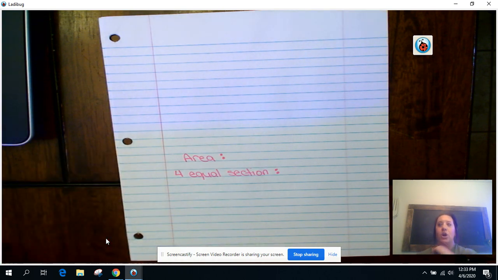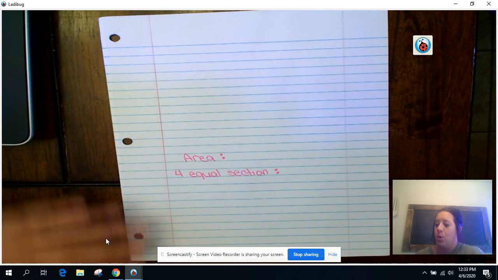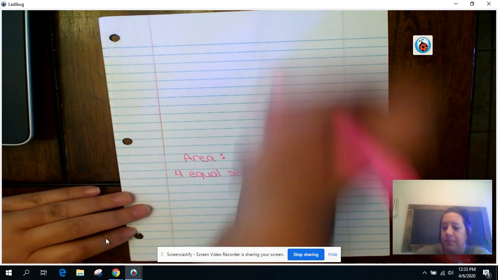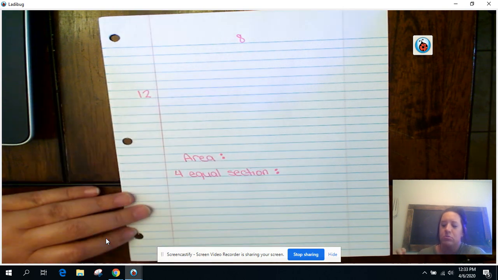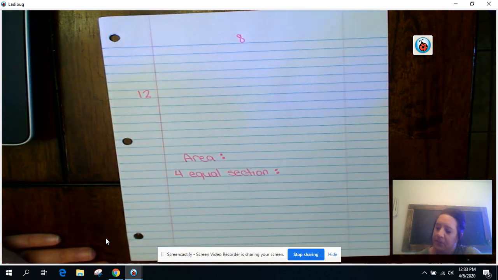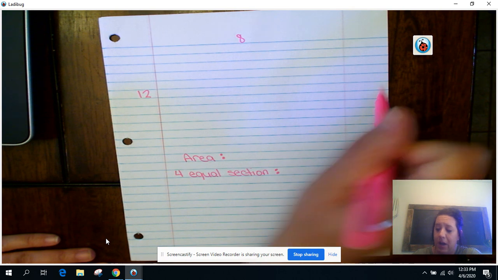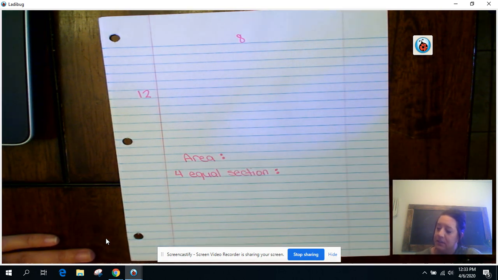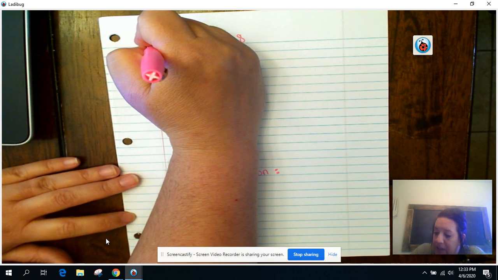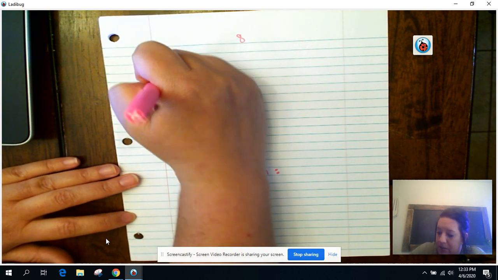So I know from the story, it talked about a diagram. So I might start with a diagram or a model. That's what it's asking you to do. And how might I model this? Well, I know from the problem that it was 8 by 12. So 8 by 12. What shape comes to mind when you think about 2 sides that are going to be 12 and 2 sides that are going to be 8? I think I see a rectangle in my mind.